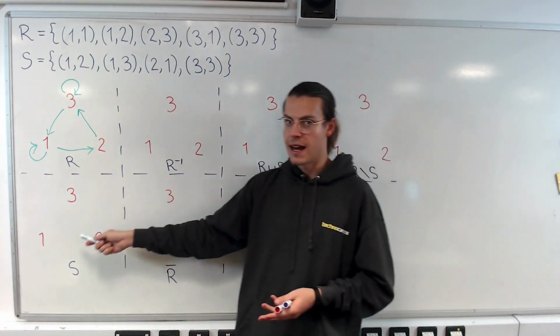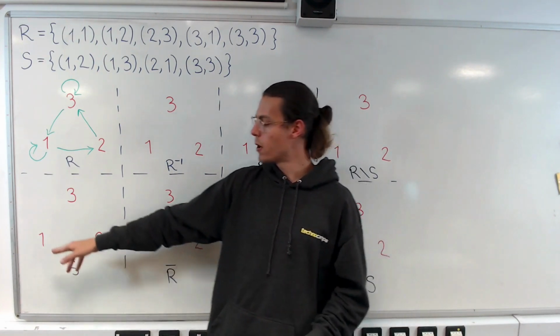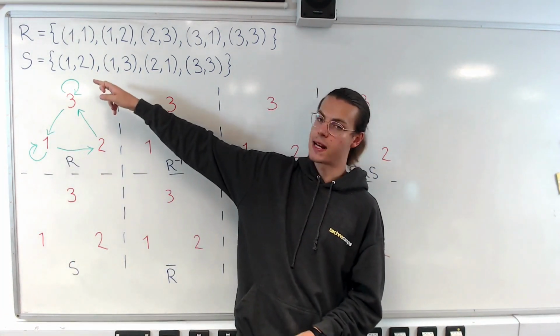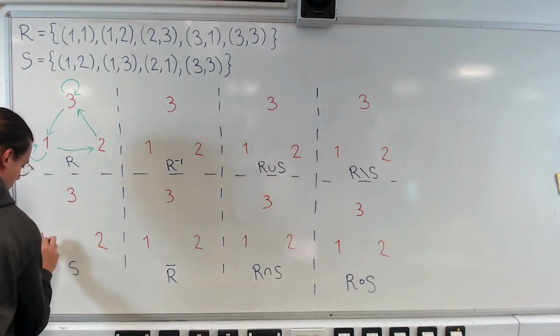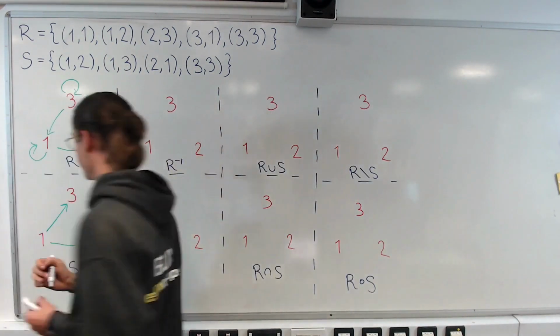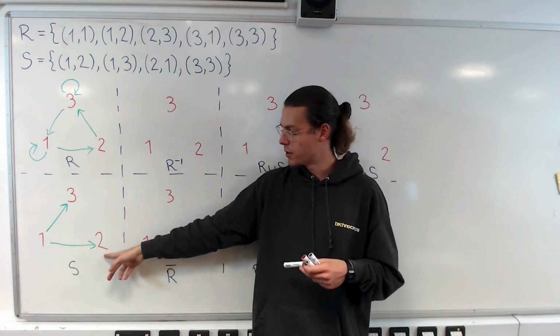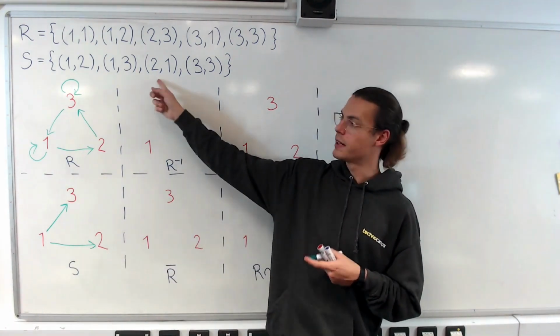Next, let's look at S, and let's start with 1. 1 is related to both 2 and 3. Next, what's 2 related to? 2 is related to just 1.